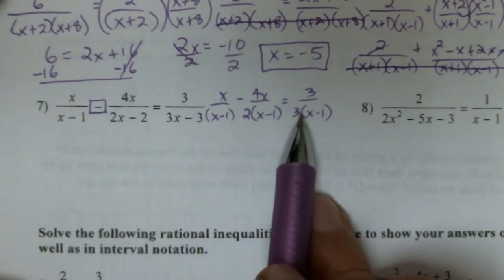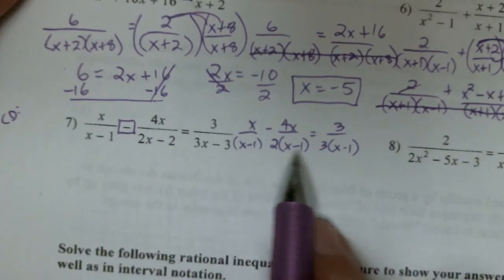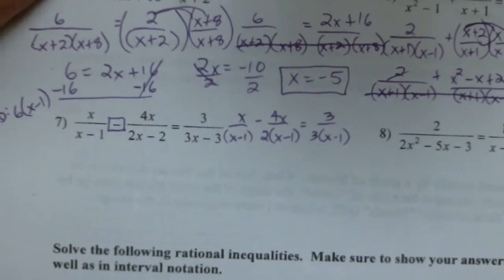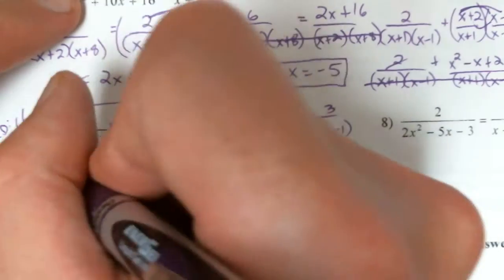I just multiplied the 2 times the 3. So my common denominator in this problem is going to be the 2 times the 3, which is 6, times the other thing they have in common, which is the x minus 1. Okay. All right. So let me rewrite this.